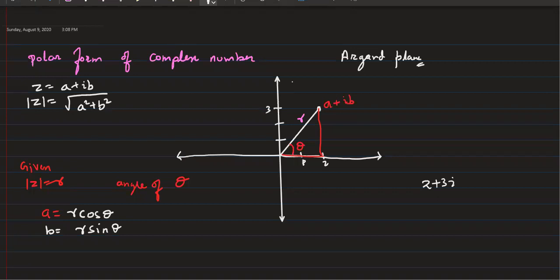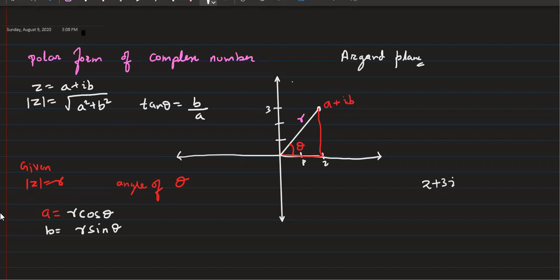Because we have studied that if I have a complex number z = a + ib, then mod of z is root of a square plus b square, and tan theta is equal to b by a. So this is a representation when the real component and imaginary component are given.